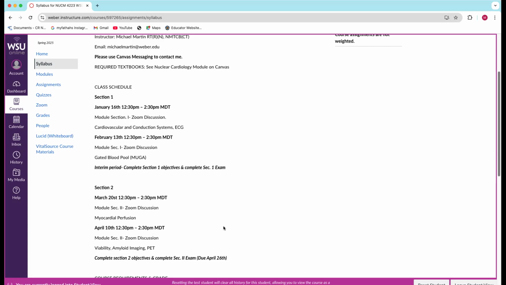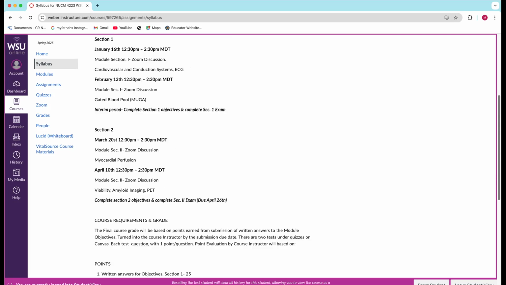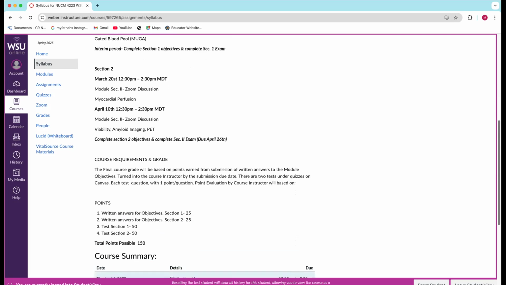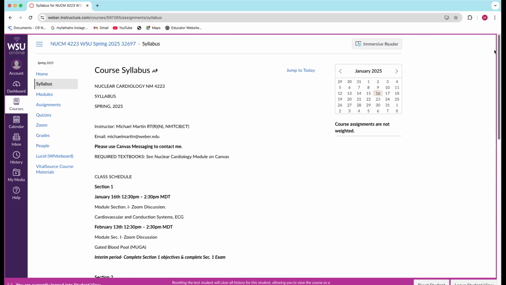And then section 2 in the module will be March 20th and April 10th. There we'll be talking about myocardial perfusion, viability, amyloid imaging, and PET. So there's your schedule lined out. It lines up exactly with the module, which we'll go over next. I also listed here the course requirements and what you'll get points for. In the module, there are written objectives that you hand in to me. Those objectives for section 1 and for section 2 are worth 25 points each. And then we've got our tests, which will be worth 50 points each. So two module sections, 2 tests for this class.